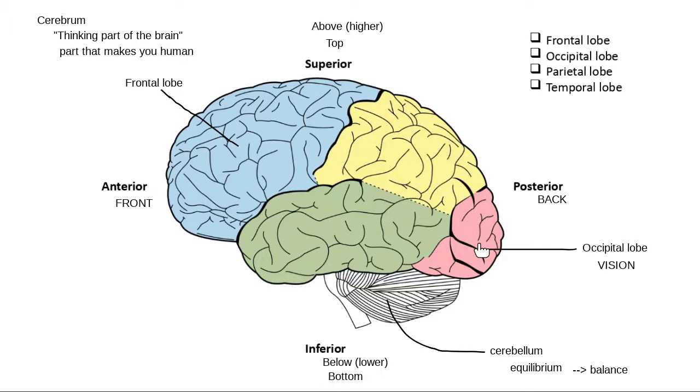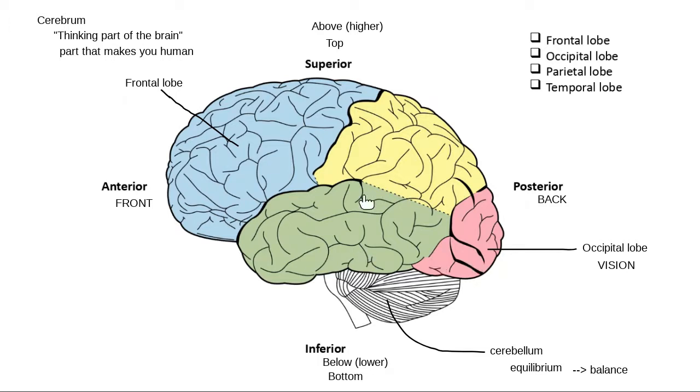And that lobe is going to store information so you can process it. It's going to help you figure out what you're looking at. But the process of vision is what's happening here in this occipital lobe in the very back of the brain.